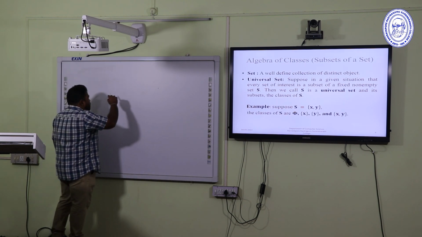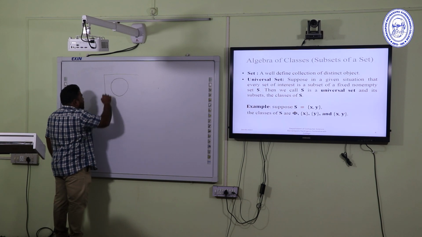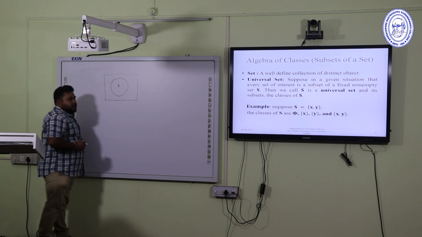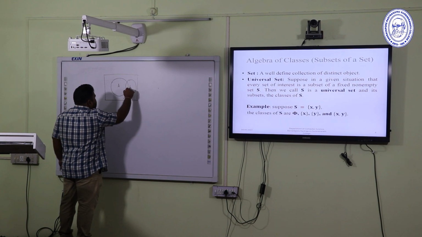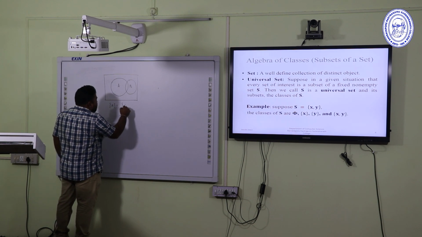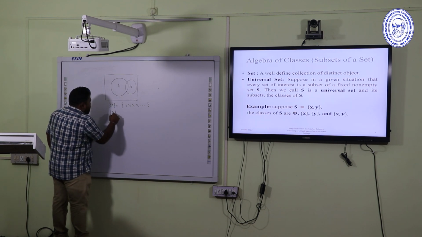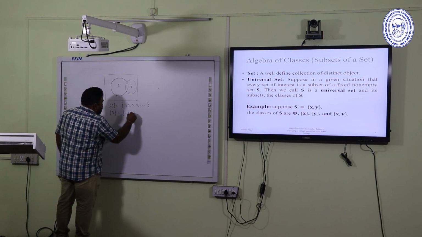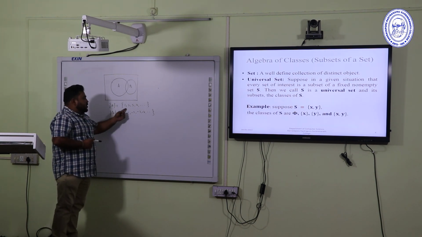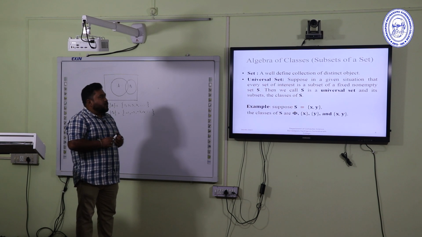Please follow the board. Let's take this as a set, this is a set A, and this is another set B. For example, the set A holds certain elements like 1, 2, 3, 4, and set B consists of other elements, that is -1, -2, -3, -4, etc. Here we notice that every element in the set is distinct. So a set is a well-defined collection of distinct objects.